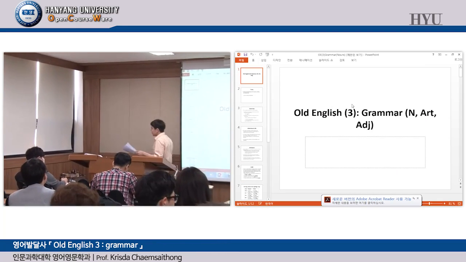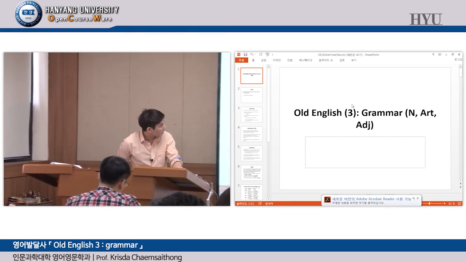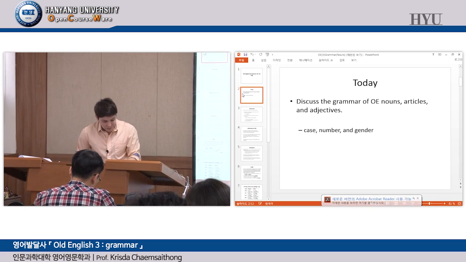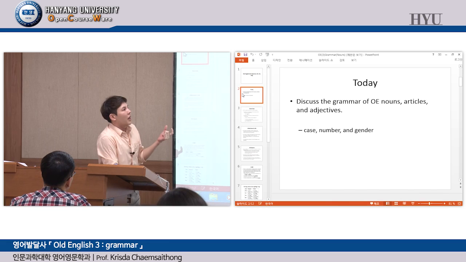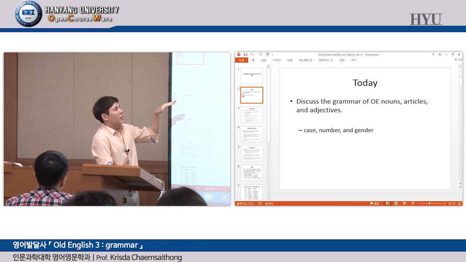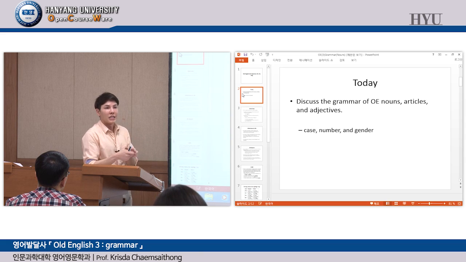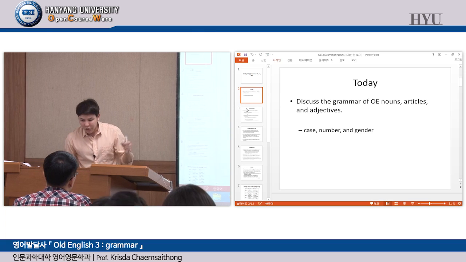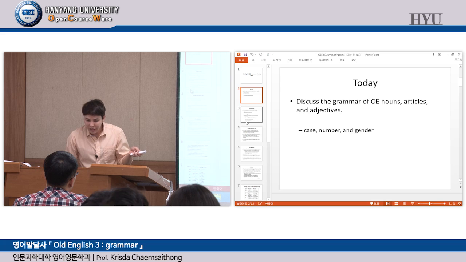Okay, the next thing we move on to is going to be grammar, right? So Old English grammar. Now we'll first start off with nouns, articles, and adjectives because these three are related. So when you combine them, they make noun phrases, so we'll talk about them together. And then we'll move on to verbs, pronouns, and other things. So let's first look at nouns, articles, and adjectives in Old English.